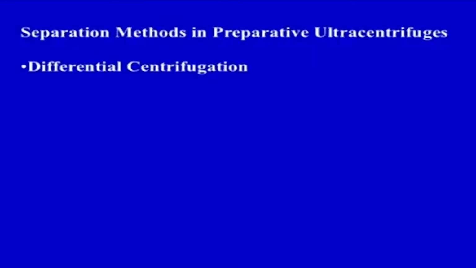One is differential centrifugation, which is a very common method of separation, particularly of subcellular organelles or cell components. Then we are going to discuss density gradient centrifugation, where we will cover two methods: rate zonal centrifugation and isopycnic or isodensity centrifugation. So, let us start with the differential centrifugation method.